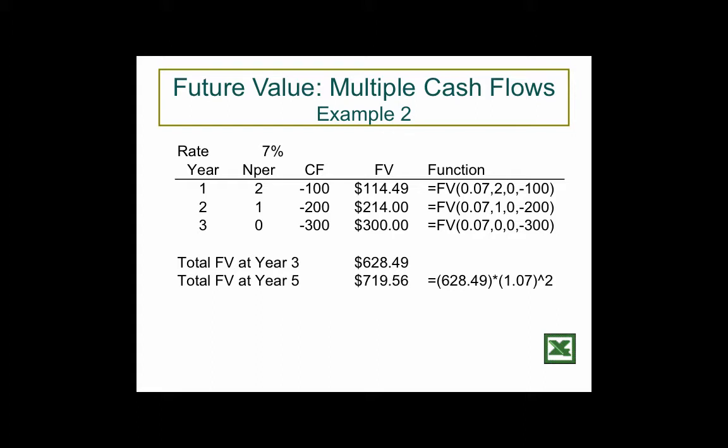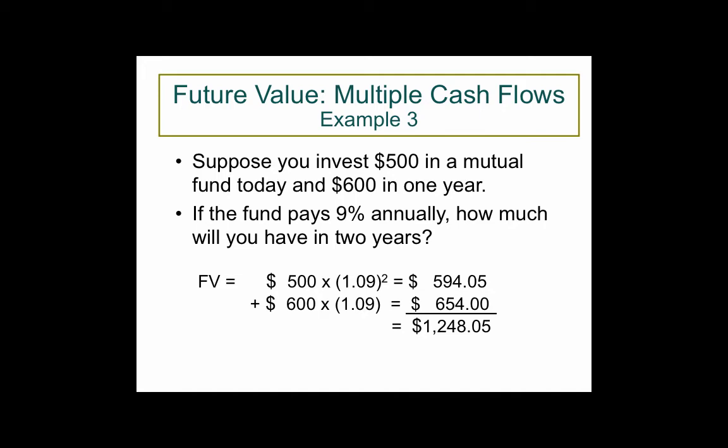Moving on, let's take a look at another example. Now in this third example using multiple cash flows, suppose you invest $500 in a mutual fund today, and then you also invest $600 in a year. If the fund pays 9% interest annually, how much will you have in 2 years?